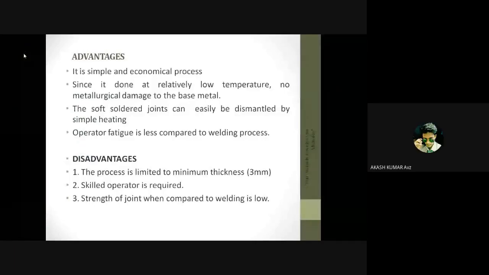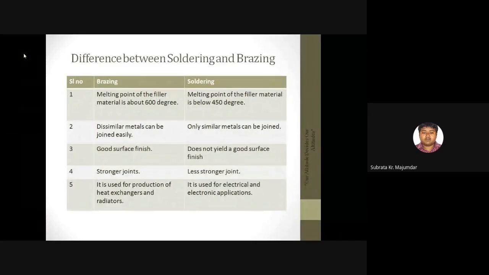Yes, sir. Acha. These are the differences between soldering and brazing. First of all, we are taking the account of brazing, and secondly, we are taking the account of soldering. According to the last class, what we learned is that we can apply brazing on metals having a melting point of more than 600 degrees centigrade, and we can do soldering on metals having a melting point below 450 degrees centigrade.